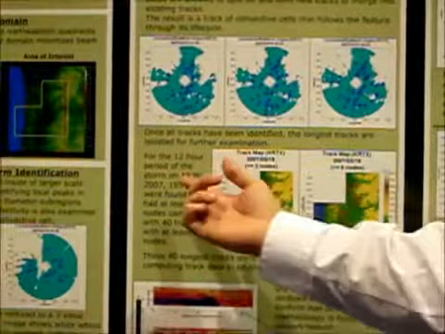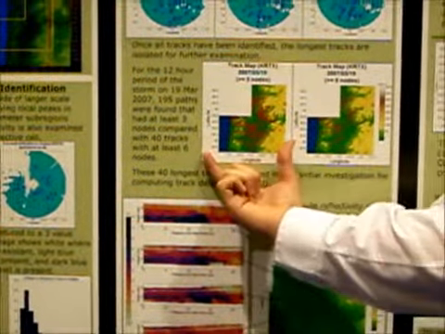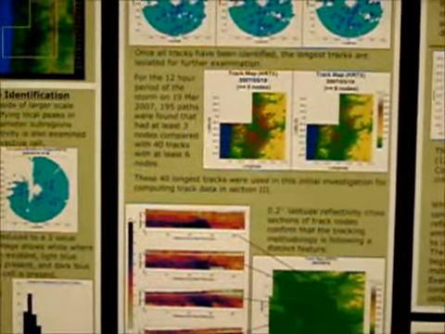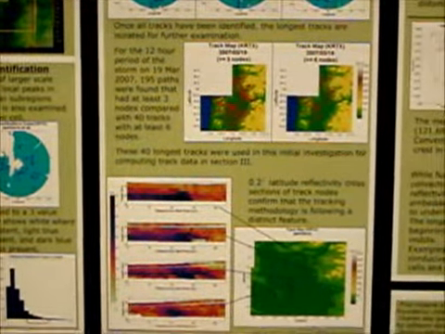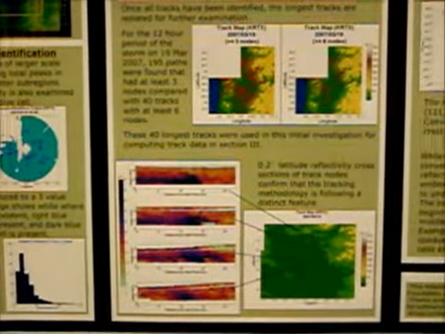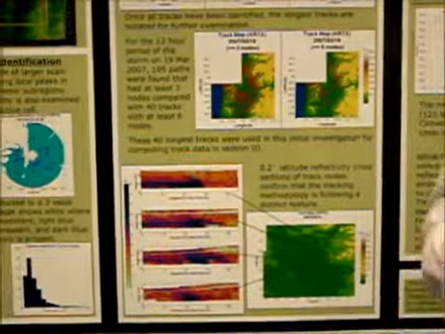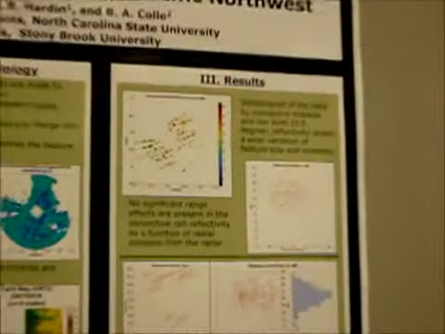So for the 12-hour period, 19 March 2007, we identified 195 paths that had at least 3 frames, at least 3 nodes, so at least 18 minutes of life, and only 40 tracks that had at least 6 nodes, or 36 minutes of life. So we used those longest 40 tracks to try to see if there was any statistical results that we could show.